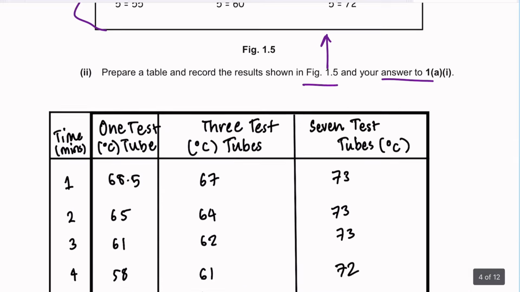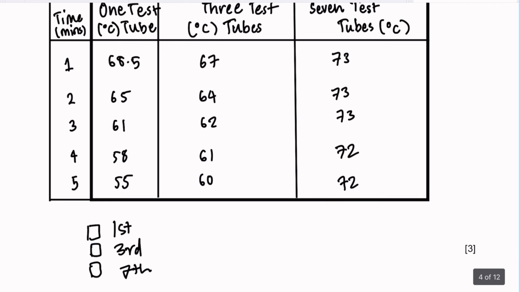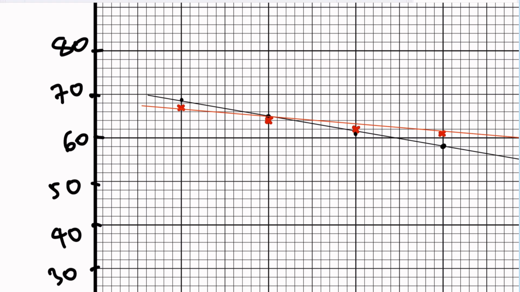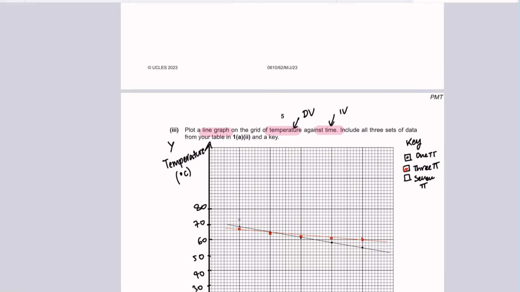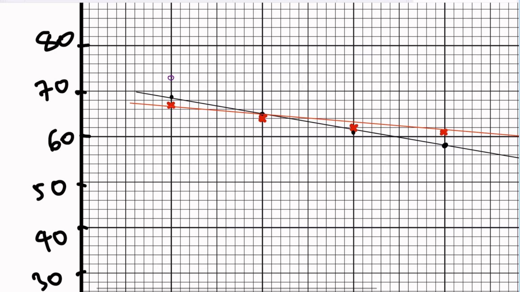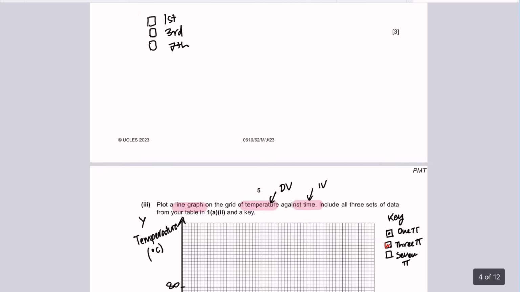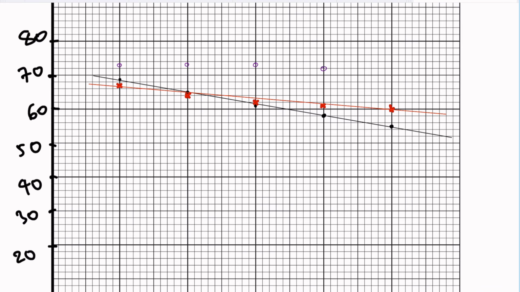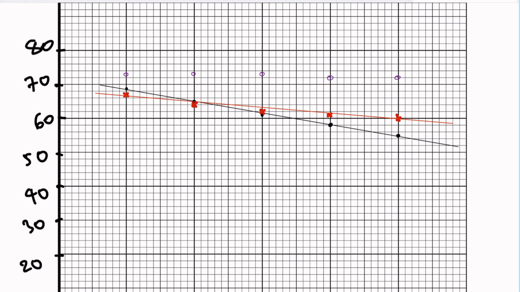And then 7 test tubes. Let's do another color, maybe purple. 73, 73. Well, okay, many 73s. I'll probably do an open circle, maybe. 73 for the first one, 73 for the second one, 73 for the third one, and 72 and 72 for the last one.